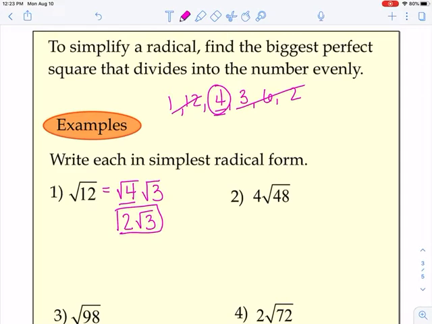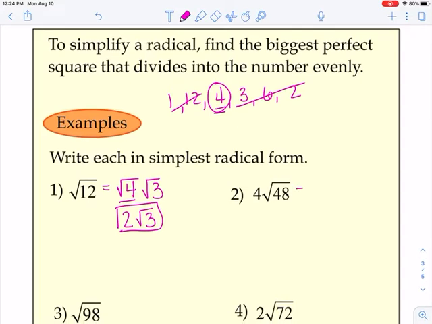For number 2, we have the square root of 48. So again, I want to sit and think about some numbers that go into 48. And again, I want the biggest one. So in this case, 4 is a factor of 48, but it's not the biggest one that goes into 48. It's not the biggest perfect square that's a factor of 48. The biggest perfect square that's a factor of 48 is going to be 16.